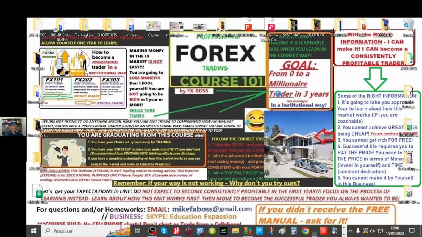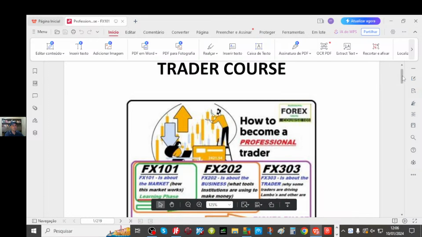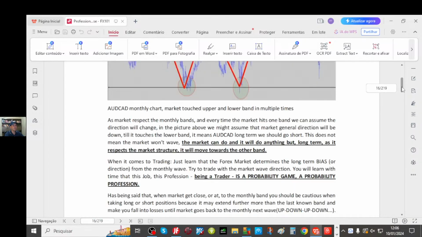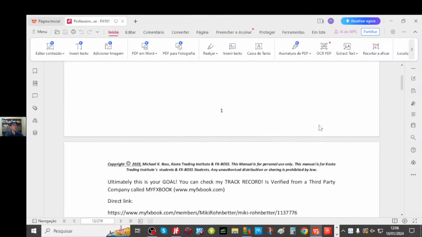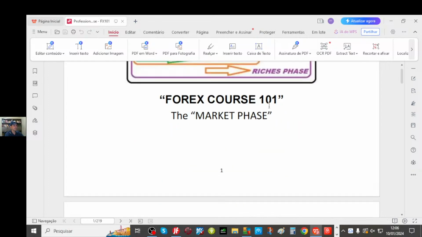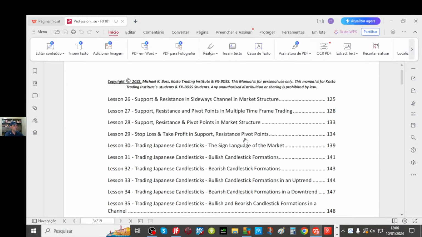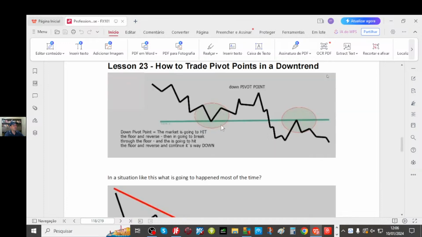From the manual, today we have pivot points in a downtrend. Alright everybody, type in the chat a currency pair that you believe is in a downtrend. Manual: support, resistance, how to trade pivot points in a downtrend.